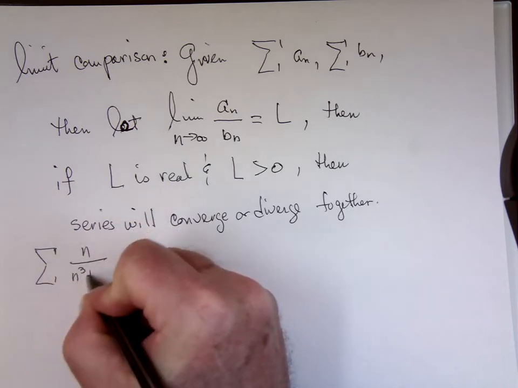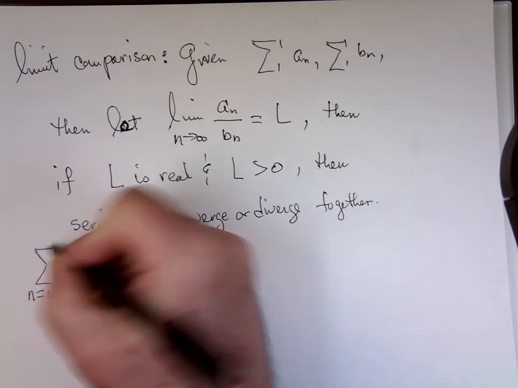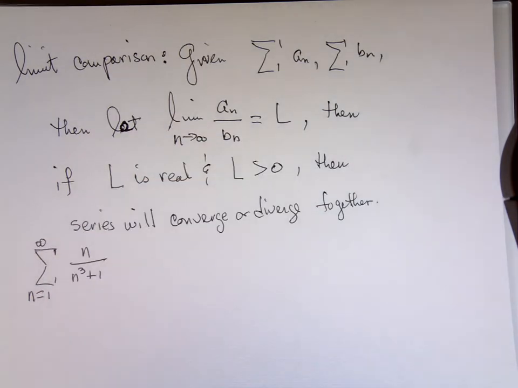What about this series? Don't you need another one? Oh, we're going to figure out what the other one is. Yeah, we do need another one. Now let's take a look at this: n over n cubed plus 1.